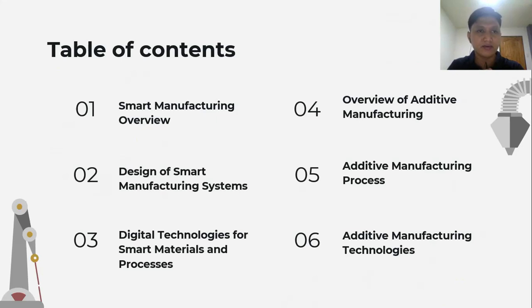Today we will discuss, first, the smart manufacturing overview. Next is the design for the smart manufacturing systems. Third, the digital technologies available for smart materials and processes. And aside from smart manufacturing, we will also tackle additive manufacturing, its overview. Next, we will also delve deeper into the additive manufacturing process. And lastly, we will explore the available additive manufacturing technologies.